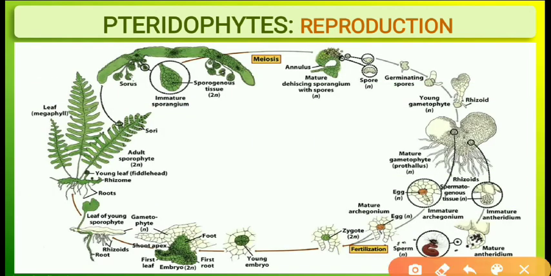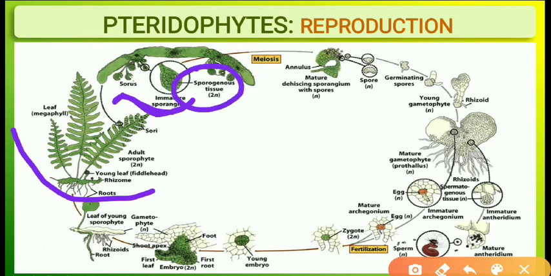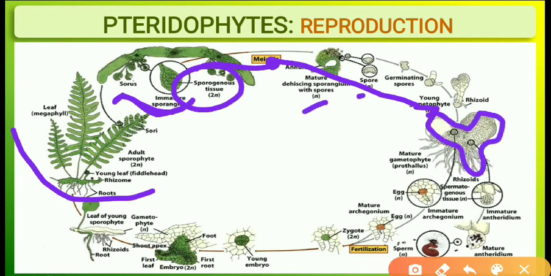Here the full life cycle is given. I told you this is the sporophyte. Sorus bears sporangia, and from the sporangium spores are produced. The spore will germinate to form this prothallus. Here stages are given: spore, then germinate, then young sporophyte, rhizoids. Then from there the mature gametophyte will be produced, male and female. They will fertilize to form the zygote.